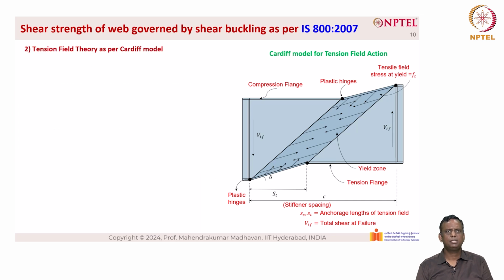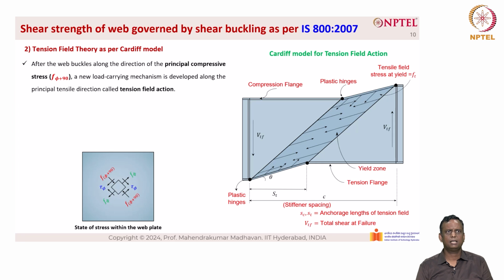So from the tension field theory as per Cardiff model, we can understand that after the web buckles along the direction of principal compressive stress, which is F of phi plus 90, as you can see from the figure down, a new load carrying mechanism is developed along the principal tensile direction called tension field action, which is F sub phi. It offers resistance against any further increase in shear load.